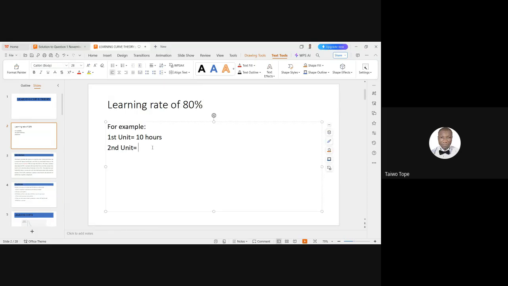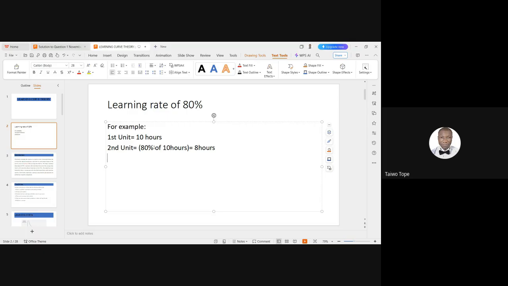How many hours will you use to produce the second unit or batch? It will be 80% of 10 hours, and that will give us 8 hours.